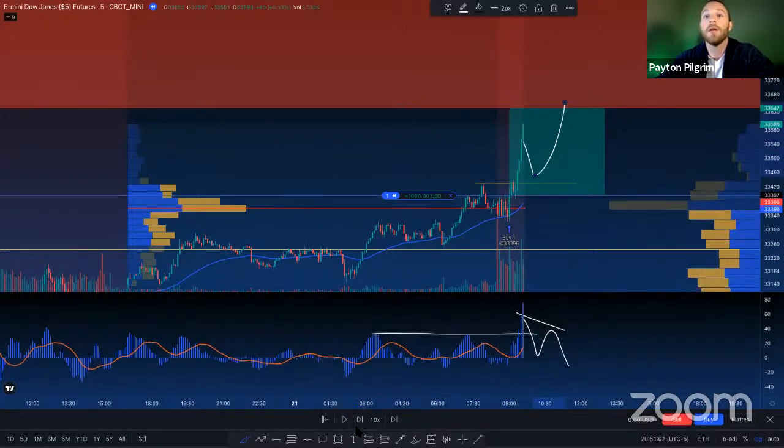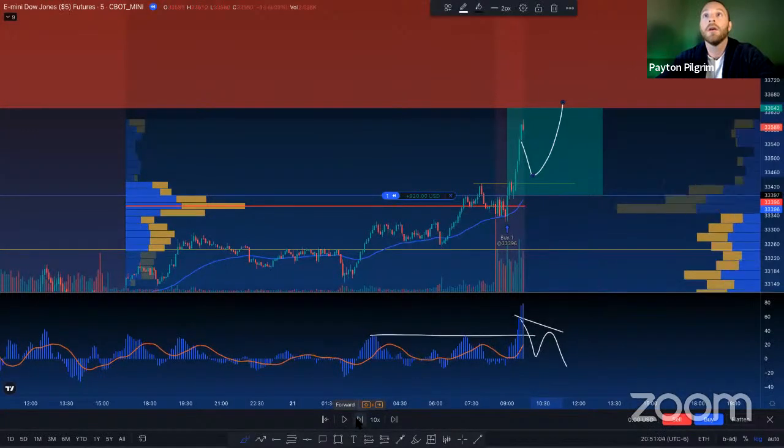Okay. And then this here could be coming soon as we get a little bit of volume. So this could be the come down and then pop back into this.